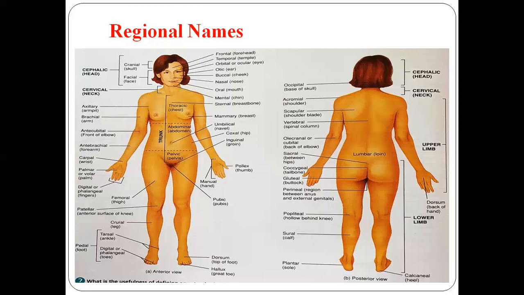Next we'll go to the regional names. In both these pictures you can see that the human body is divided into several major regions that can be identified externally. The principal regions are the head, neck, trunk, upper limbs and lower limbs. The head consists of the skull and face. The skull encloses and protects the brain. The face is the front portion of the head, and it includes the eyes, nose, mouth, forehead, cheeks, and chin.